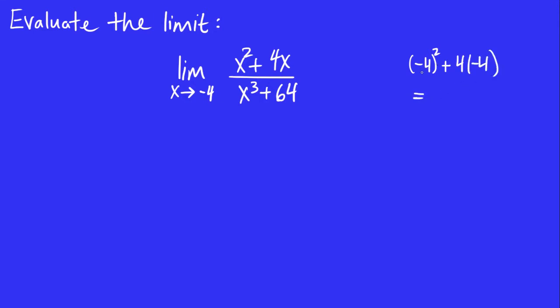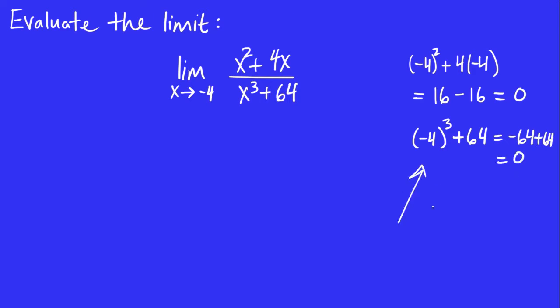-4 squared means -4 times -4, which is positive 16. And positive 4 times -4 is -16. So we get 0 for the numerator. How about the denominator? When I put -4 in there, let's see what we have. -4 times -4 times -4 is actually -64. And it turns out we have 0 as well.